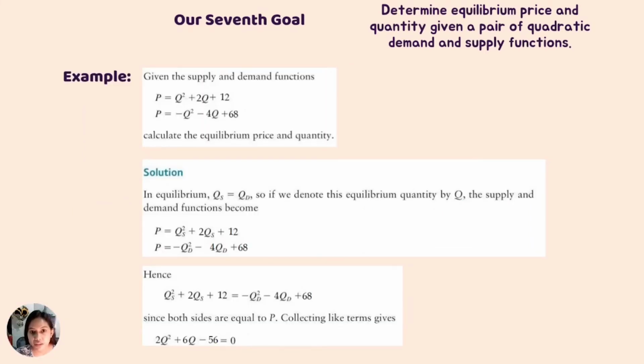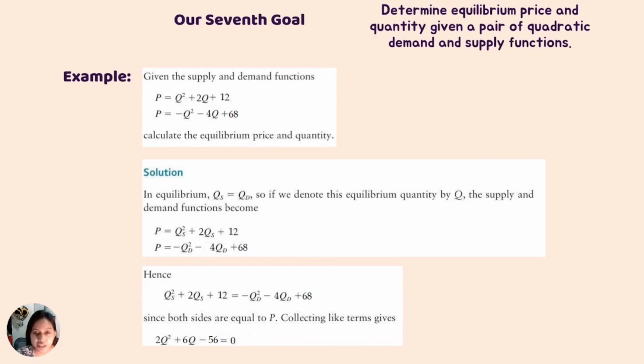So we have another example. Given the supply and demand functions, P is equal to Q squared plus 2Q plus 12, and P is equal to negative Q squared minus 4Q plus 68. Solution. In equilibrium, Q sub S is equal to Q sub D. If we denote the equilibrium quantity by Q, the supply and demand functions below, P is equal to, so we exclude the S and D, and we just put Q.